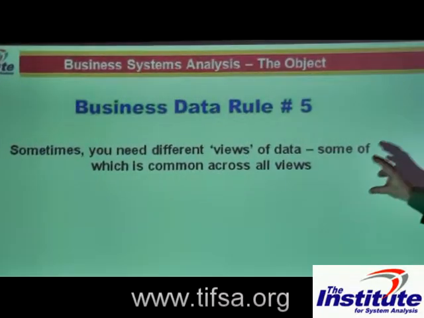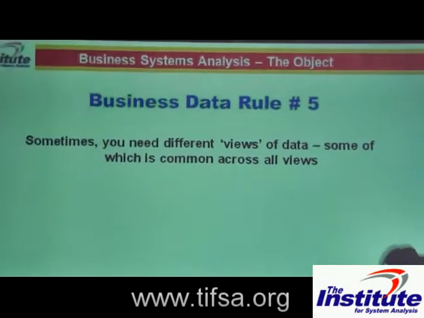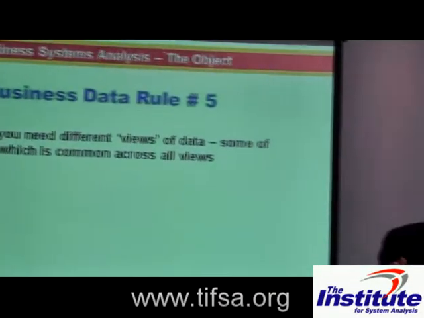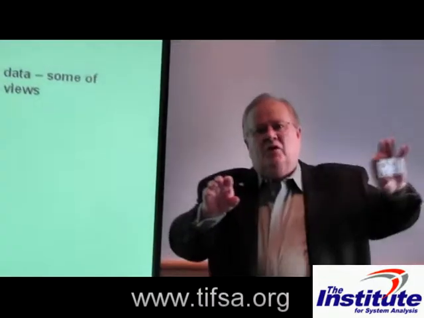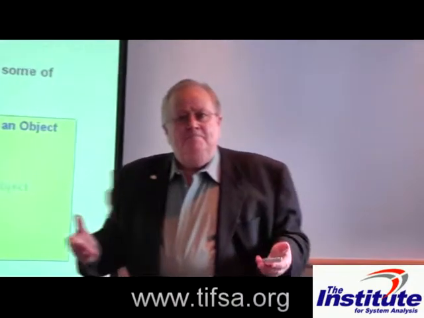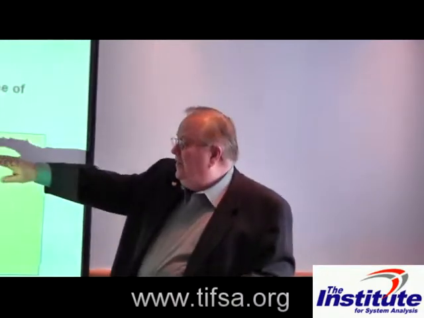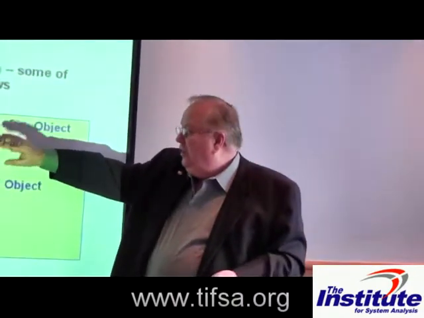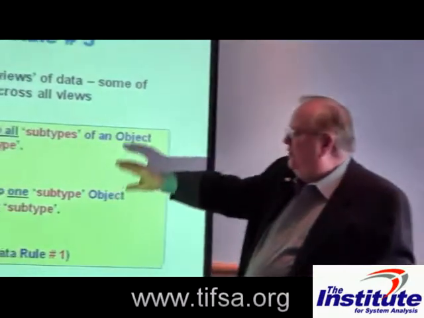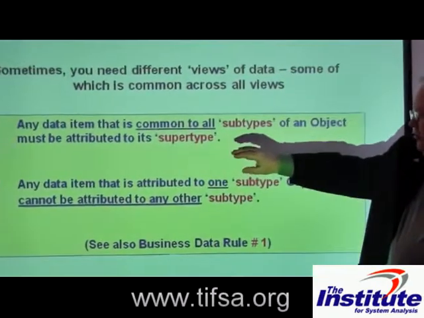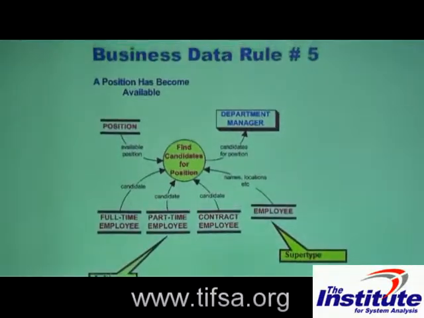Rule number 5 says sometimes we have to have different views of data, but some of those views can be common across several views. So the rule says that any data item that's common to all of what we call subtypes of an object must be attributed to its supertype. So let's see what that really means.